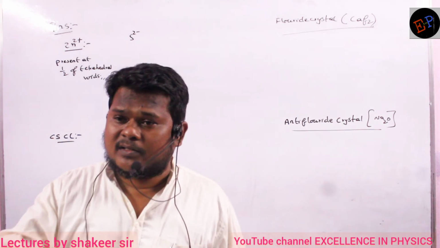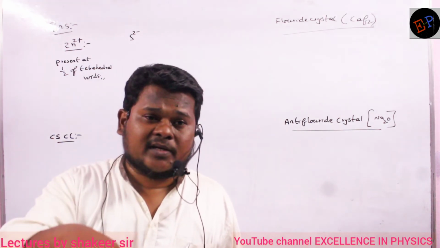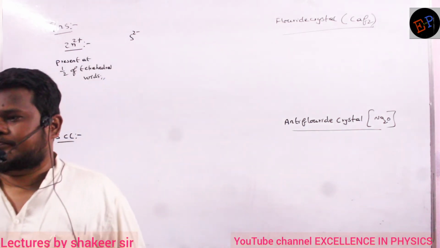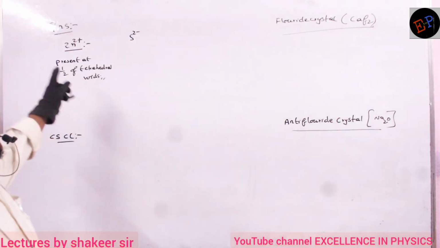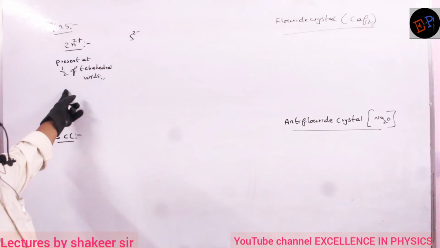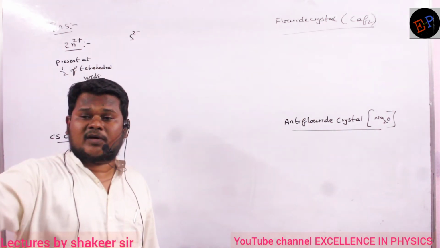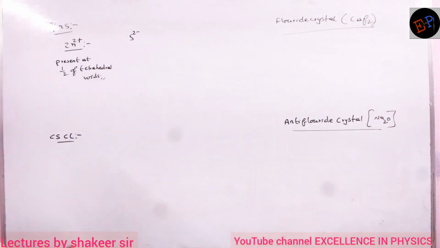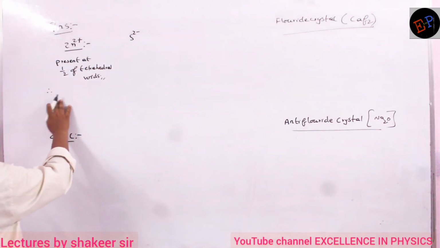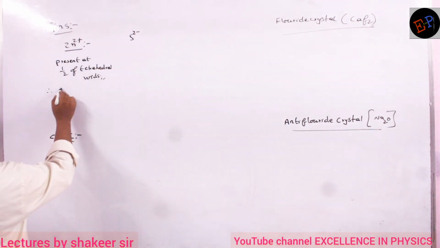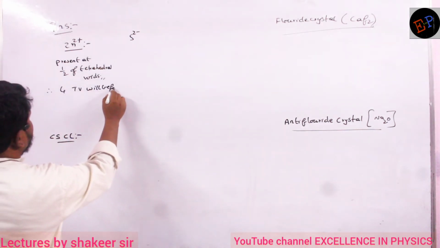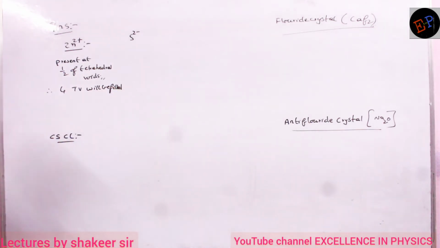Total how many body diagonals? 4. 4 twos are 8 tetrahedral voids will be present. And only half of the tetrahedral voids will be filled by zinc ions. Are you able to understand? So therefore, 4 tetrahedral voids will be filled. It will fill 4 tetrahedral voids.